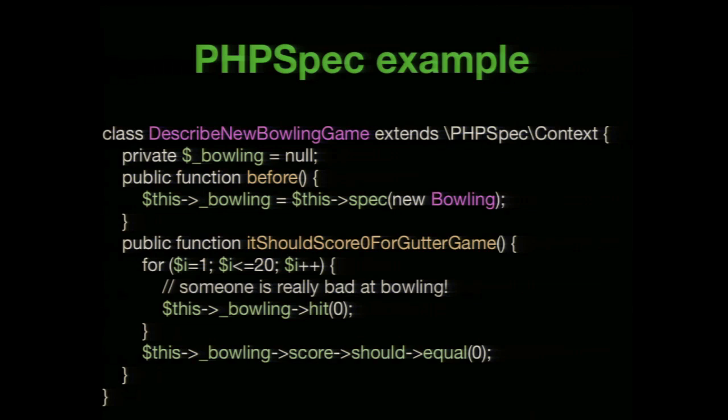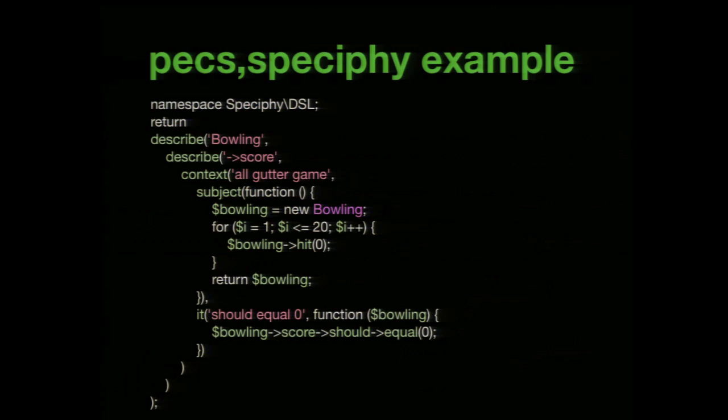All together, this example. PHPSpec is a major framework, but this code is so PHP. This is PHP, and I think it is not readable. This is PEX, or Speciphy, and Spectrum uses a closure system. I think it is good. It is cool and readable, like RSpec. But I don't like this function.